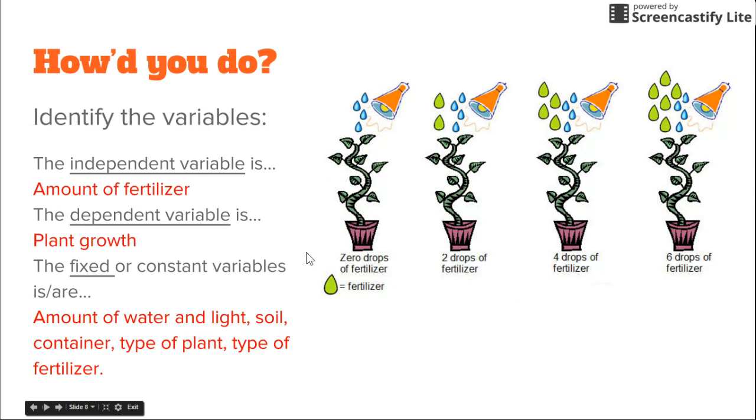Okay, here's what we've got. The independent variable is the amount of fertilizer. That's the only thing that changed in each of these 4 trials. The dependent variable would be the plant growth, so how much the plant changes was a result of the change in fertilizer. The fixed or constant variables are the amount of water, the soil, the light, the type of container, and the type of plant.